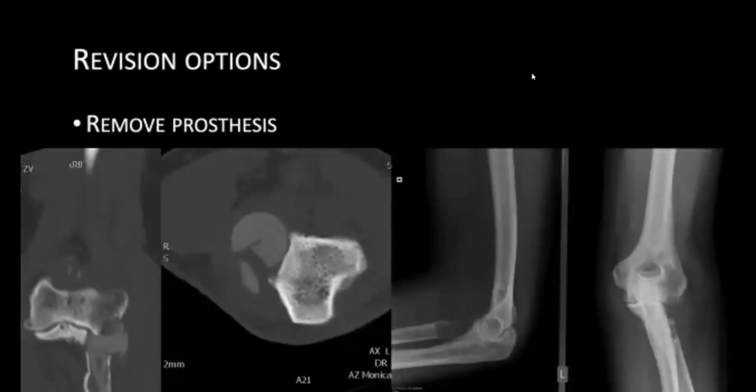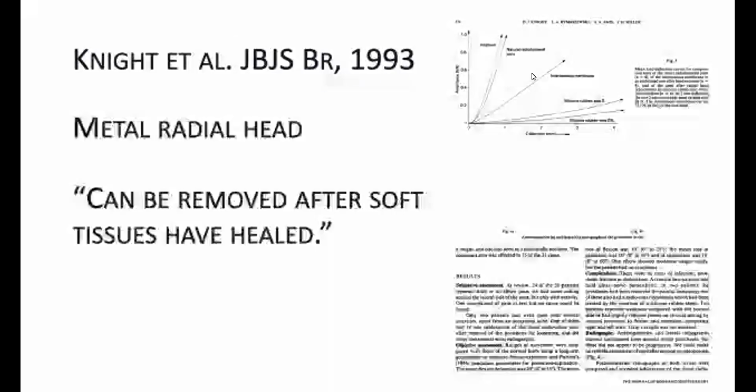So one of the simplest and cheapest ways of dealing with the failed radial head prosthesis is simply to remove it. This was a silastic one that we removed arthroscopically, and the patient was happy post-op. Knight et al. in 1993, so a long time ago already, said that if you have a metal radial head, you can simply remove it after the soft tissues have healed. So basically they were saying it's a temporary spacer, and some people still use that term, temporary spacers. Once the soft tissue has healed, you just remove the radial head and the patient will be fine.